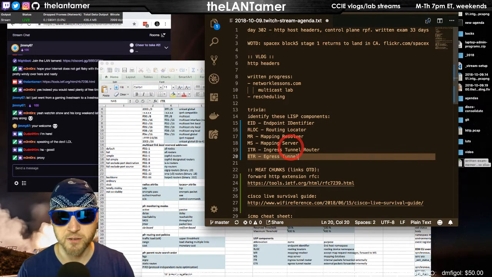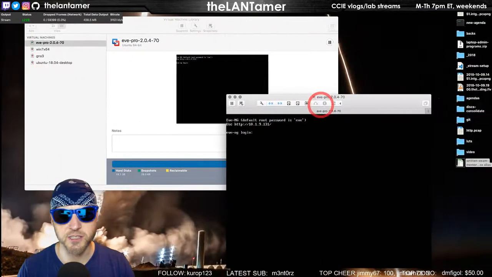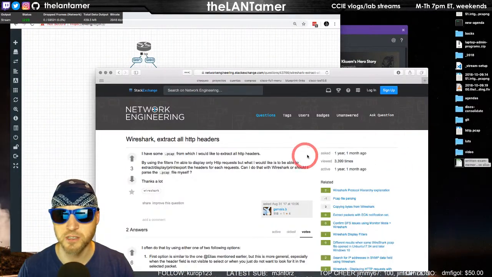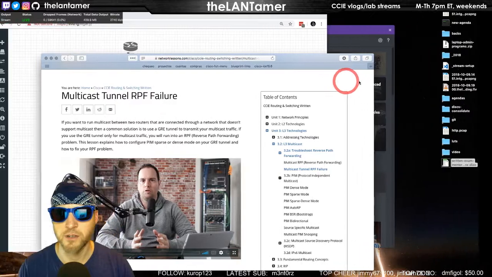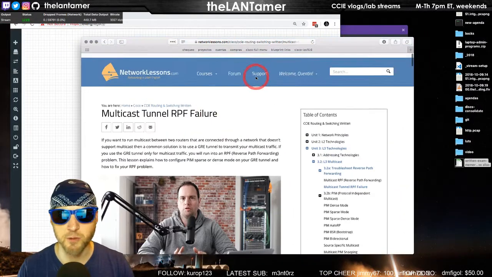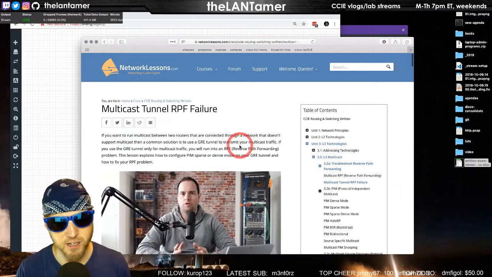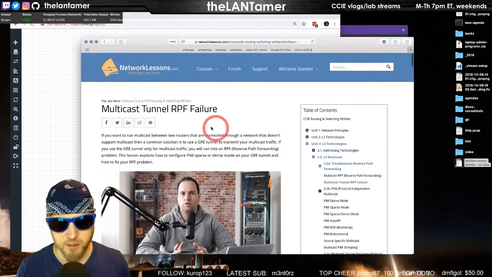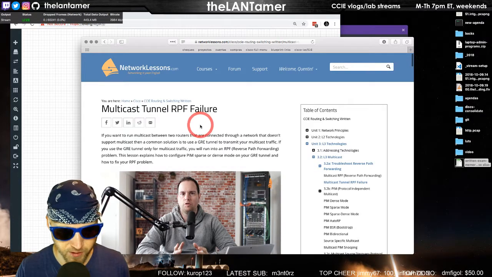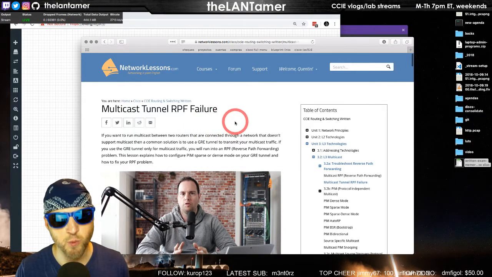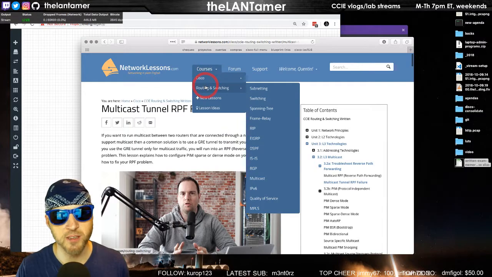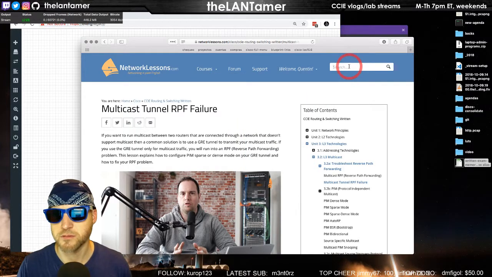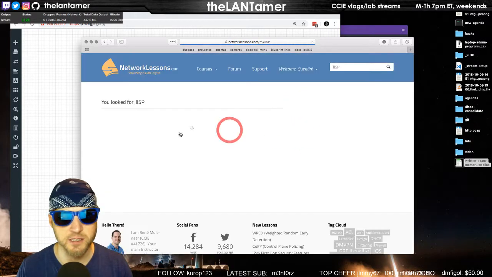And egress tunnel router. I have not checked yet to see if Network Lessons has this covered. If he doesn't, then I'm going to request it. With networklessons.com, notice he has a video on this lab here, but usually it's once a week new lessons are put out. Let me see if he has a lesson on LISP.